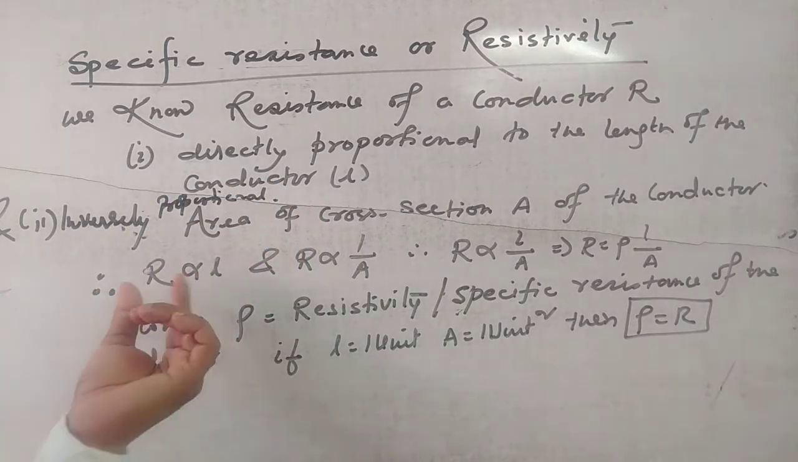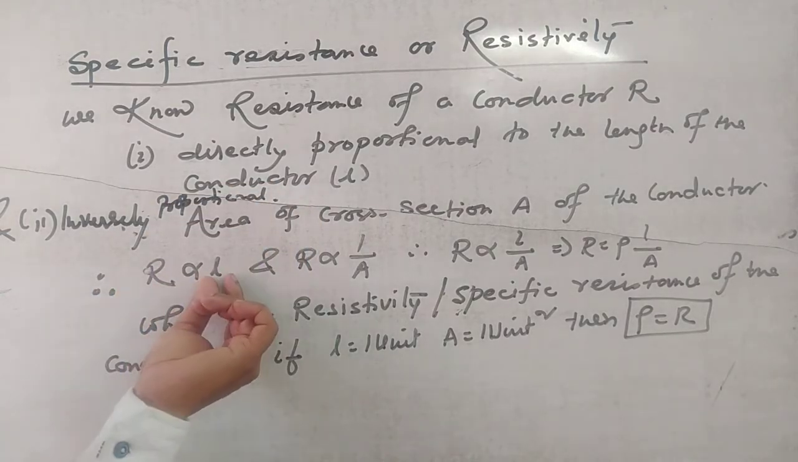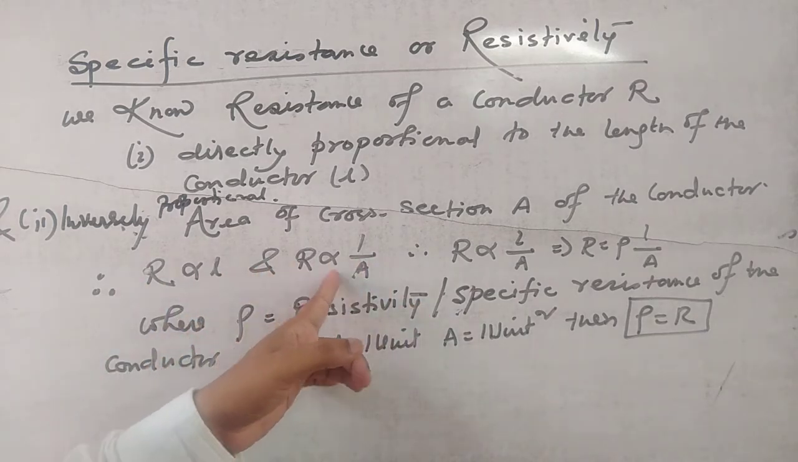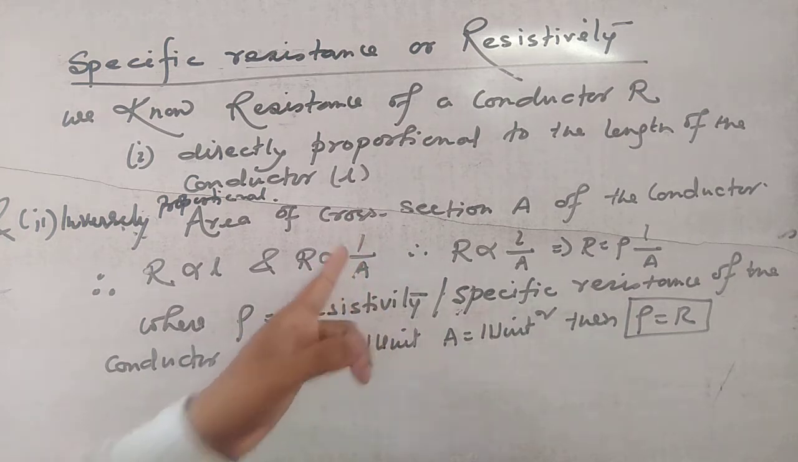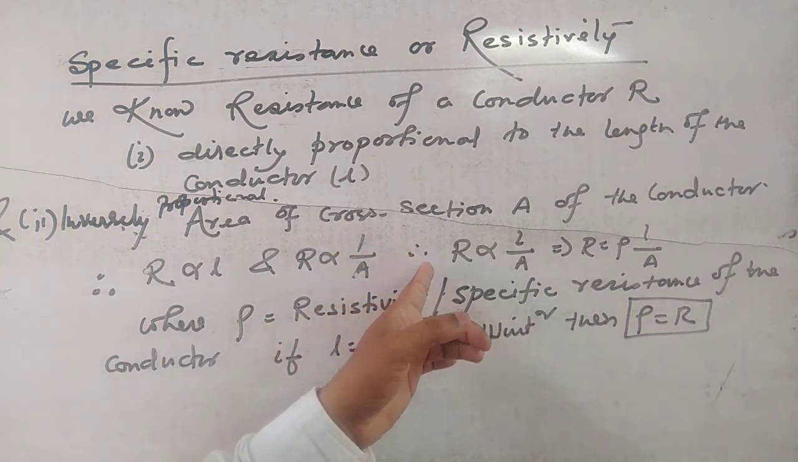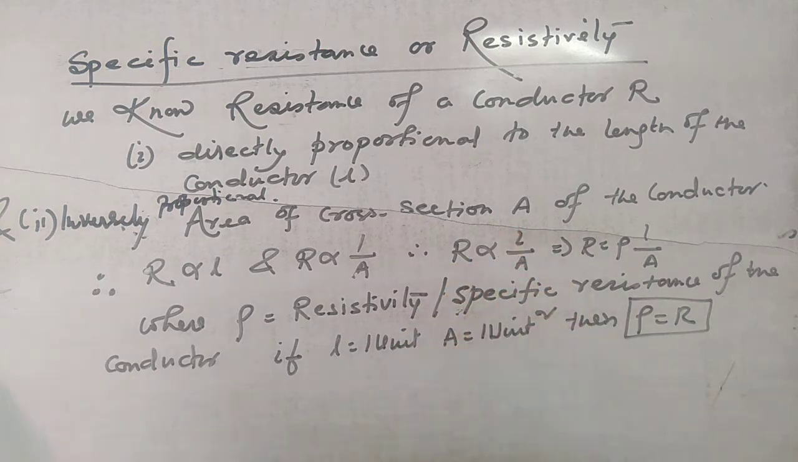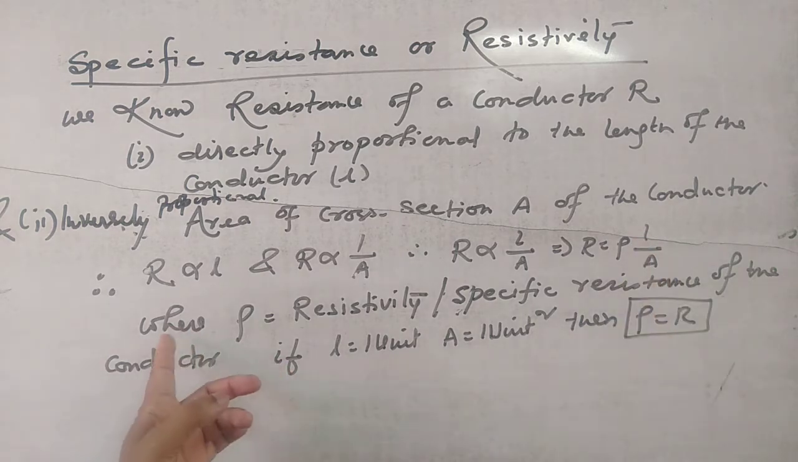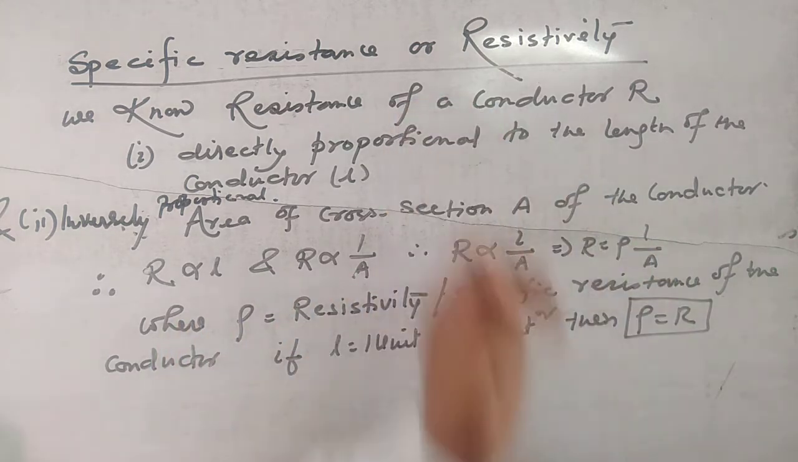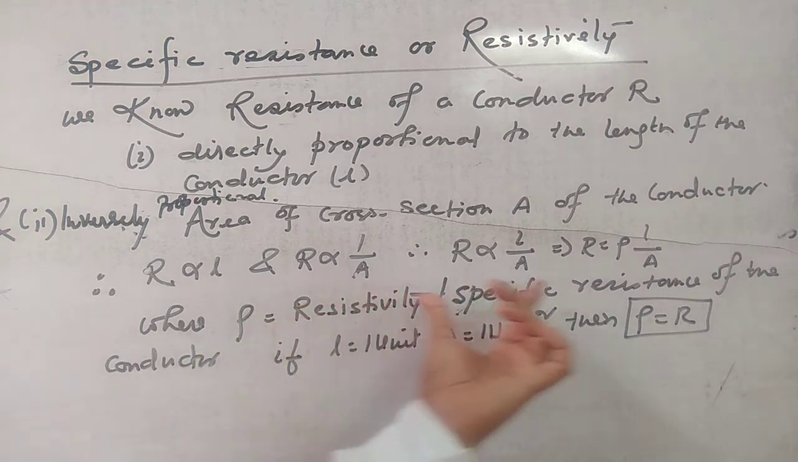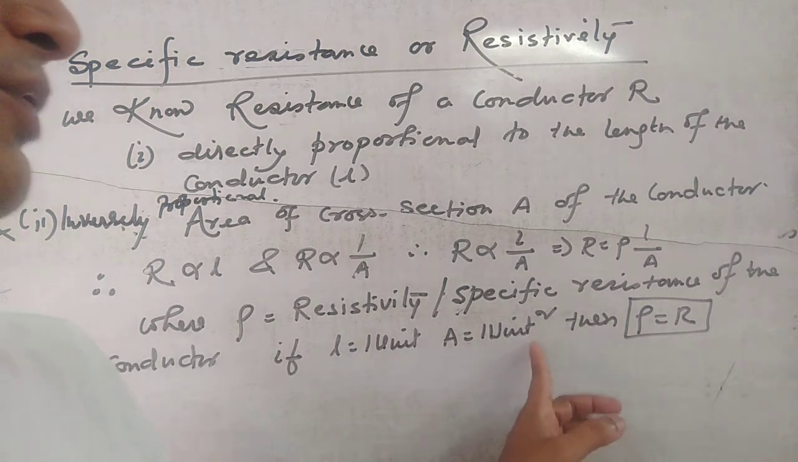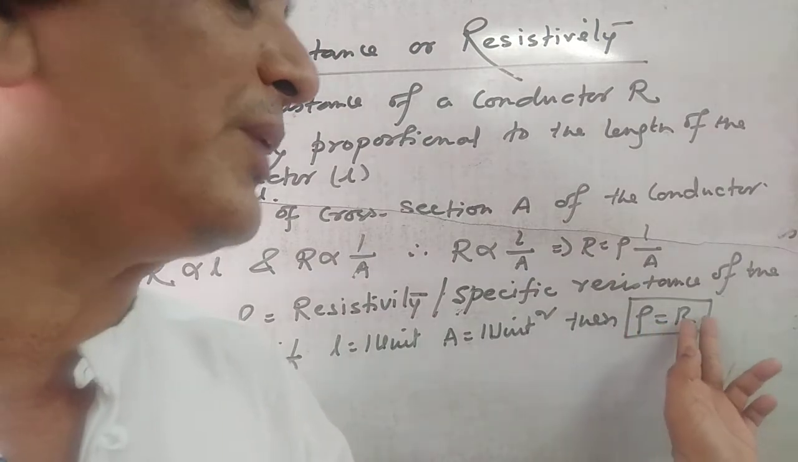So if R is the resistance, L is the length, A is the area, then R is directly proportional to L and R is inversely proportional to A, that will be 1 by A. Combining these two, we get R directly proportional to L by A, so R equals rho into L by A, where rho is a constant of proportionality known as the specific resistance or resistivity of the conductor. If L equals 1 unit and A equals 1 unit square, then rho equals R.